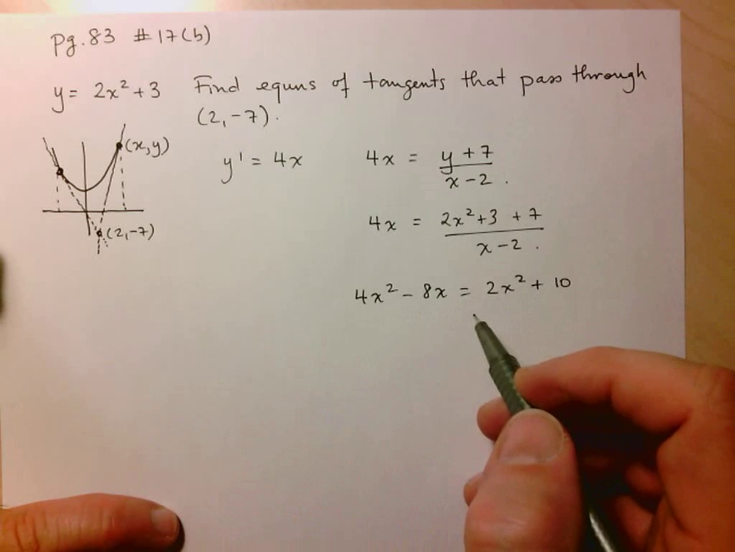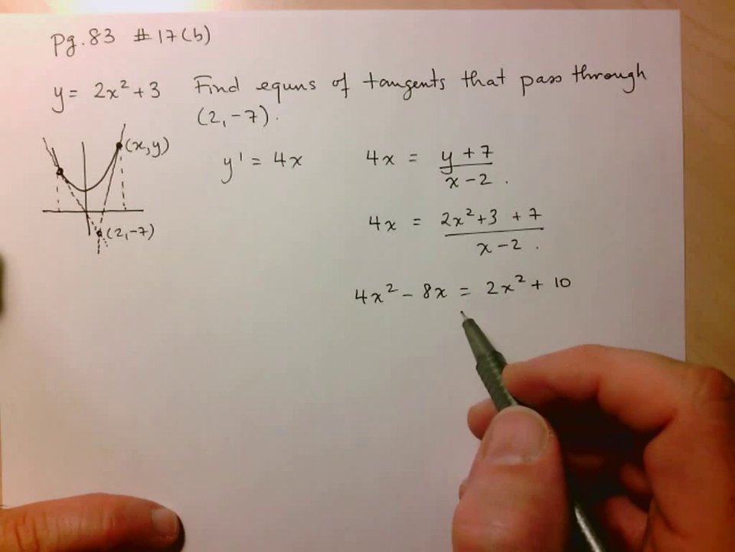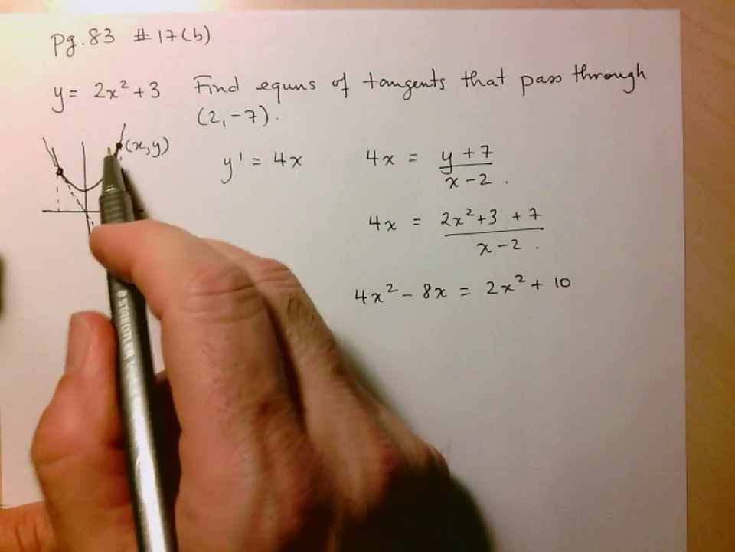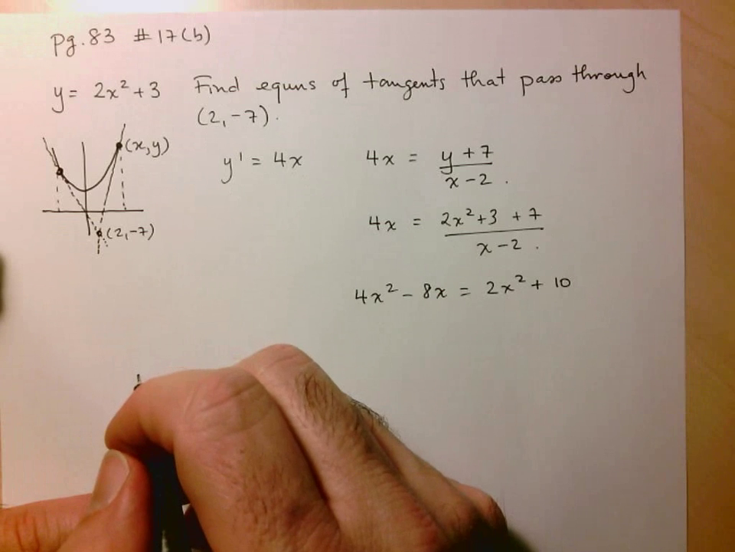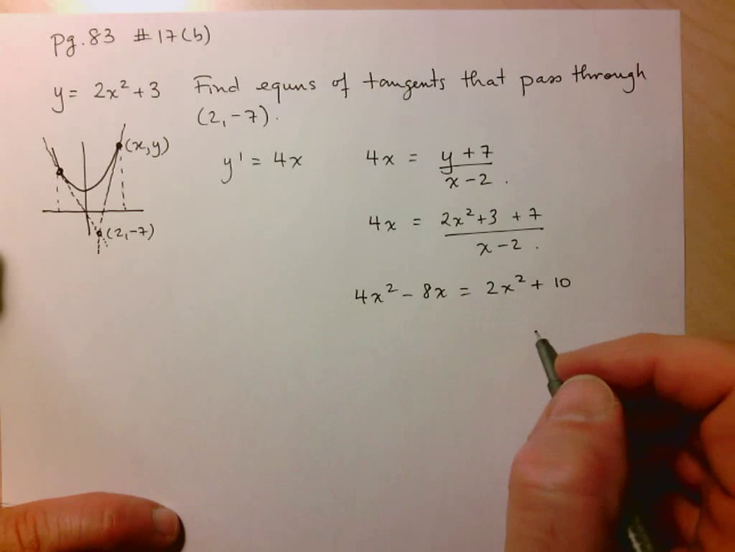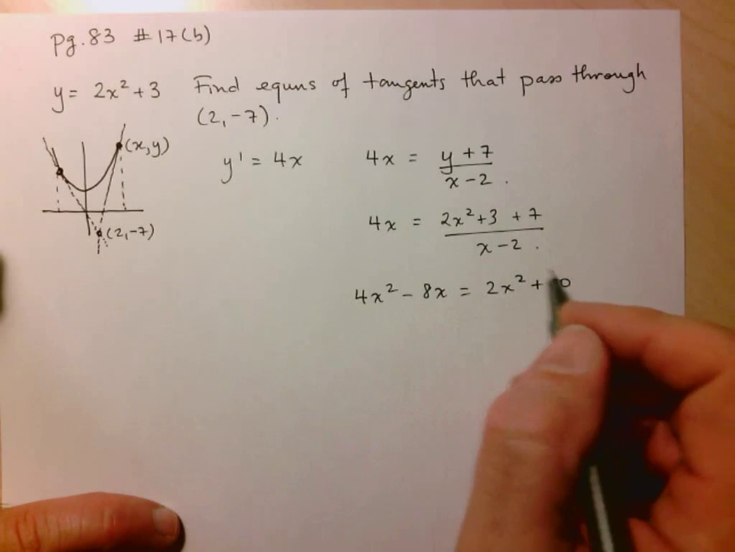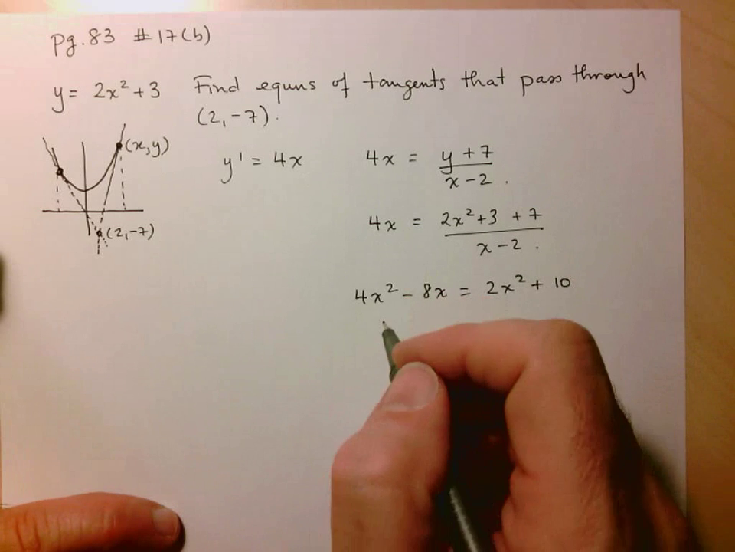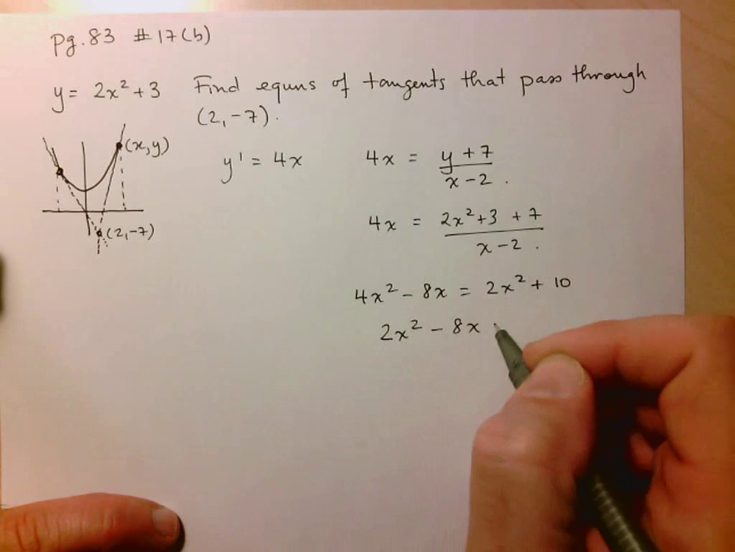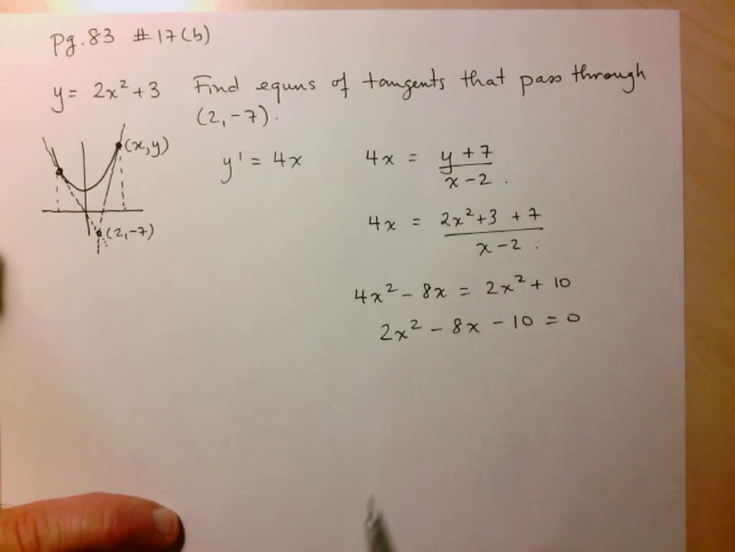And I know quadratic equations can possibly have up to 2 answers. So that sort of justifies this idea that I saw graphically, that there might be 2 answers to this problem. Okay, so let's solve this here. So bring this stuff to the left-hand side. So 4x² minus 2x² is 2x² minus 8x, and then minus 10 equals 0.